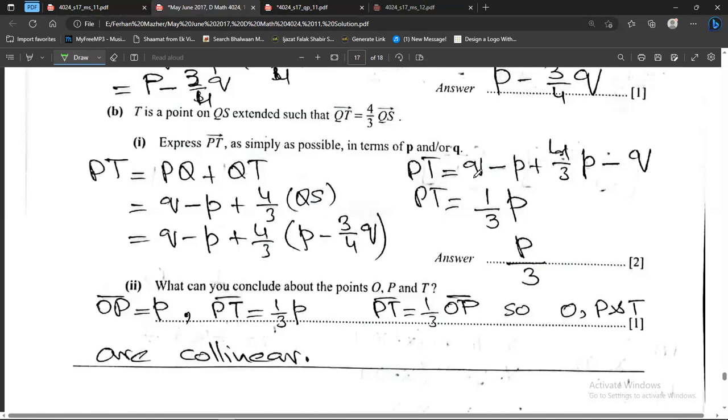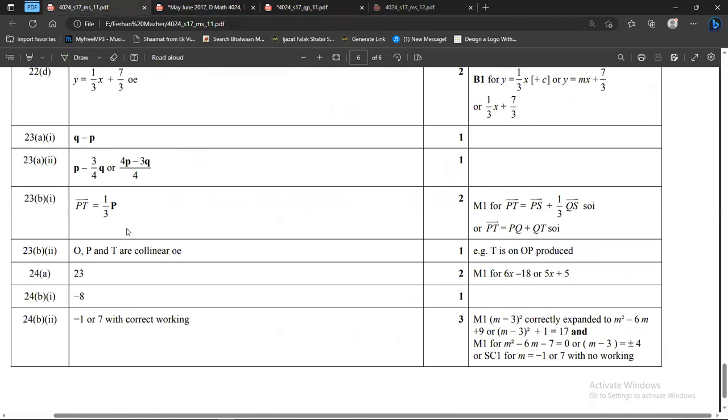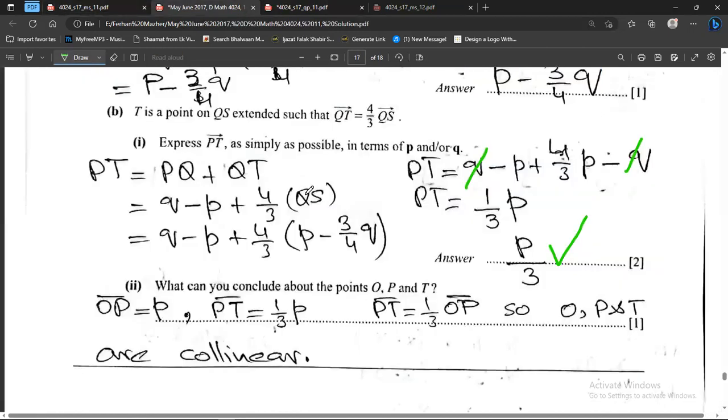So you will have Q minus P plus 4 by 3 P minus 4 cancels, 3 cancels. So you have Q. Now this Q and this Q will be cancelled. So you will have minus 3P plus 4P. That will be 1P by 3. So that will be P by 3. And that is our answer.